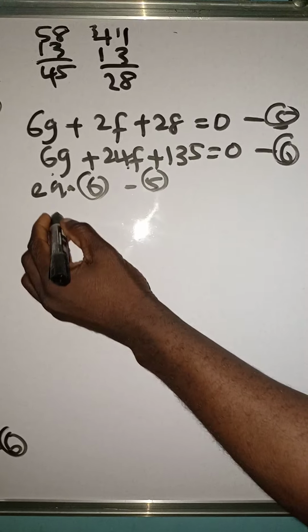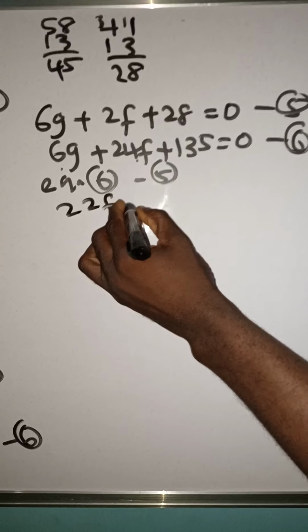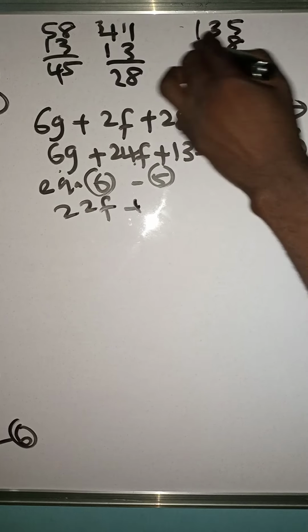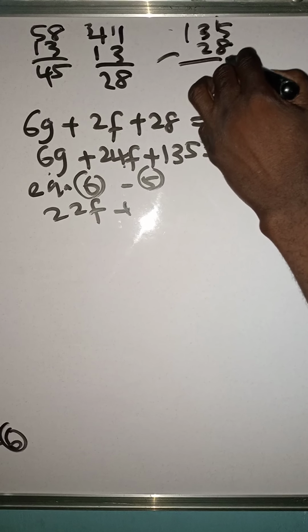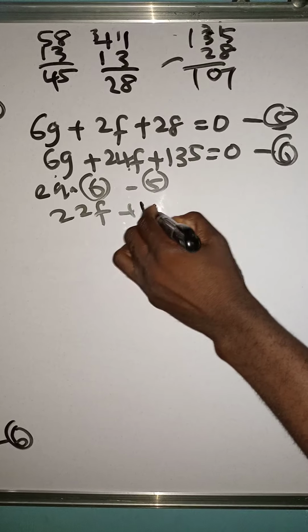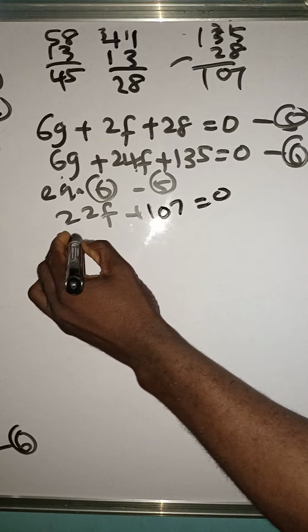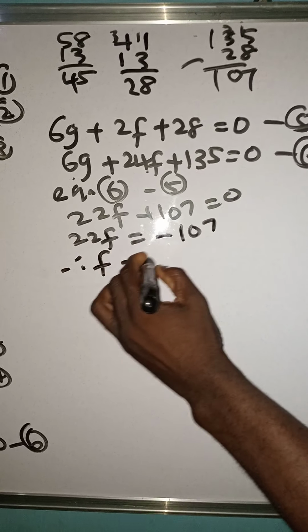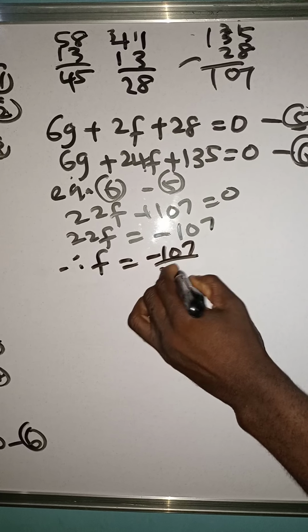24f minus 2f gives you 22f, plus 135 minus 28. 135 minus 28: 15 minus 8 is 7, 2 minus 2 is 0, and 1. So that is 107 equal to 0. So 22f is minus 107. Therefore, f is minus 107 over 22.